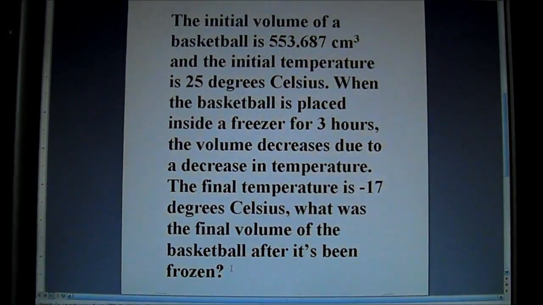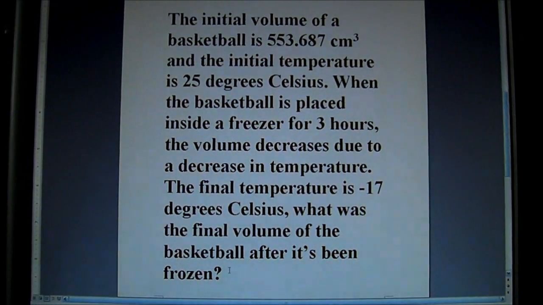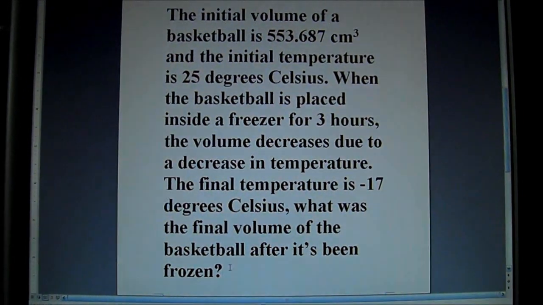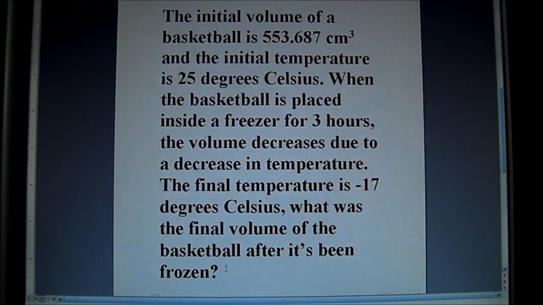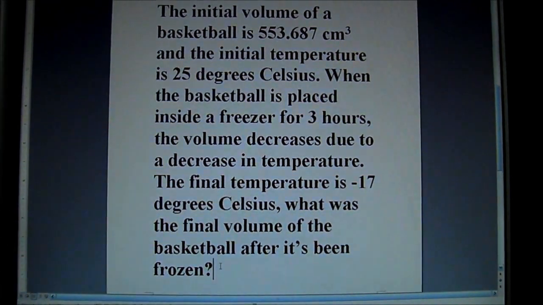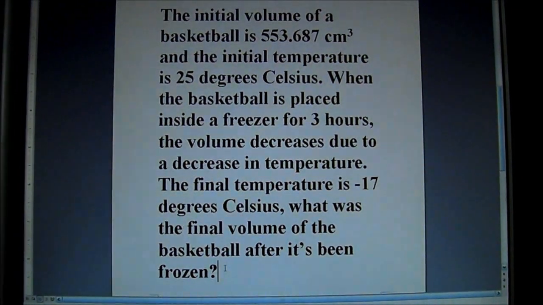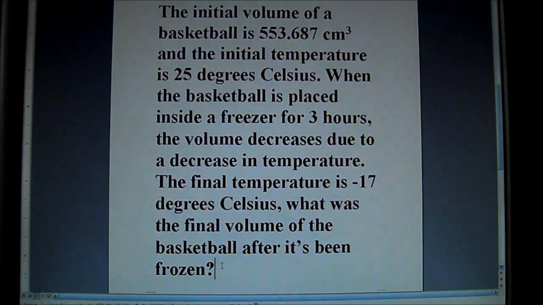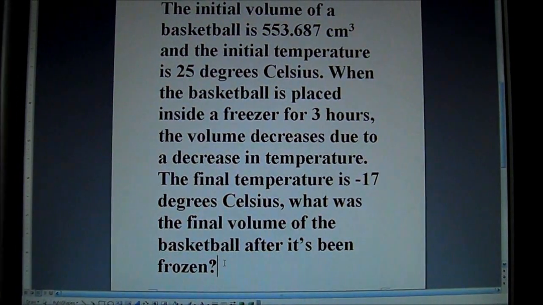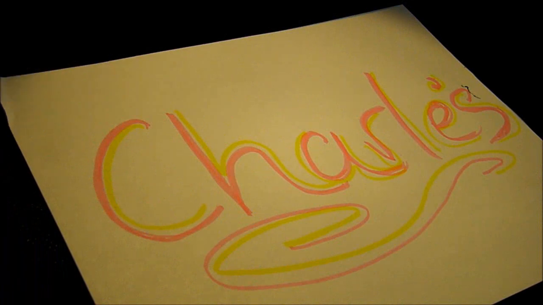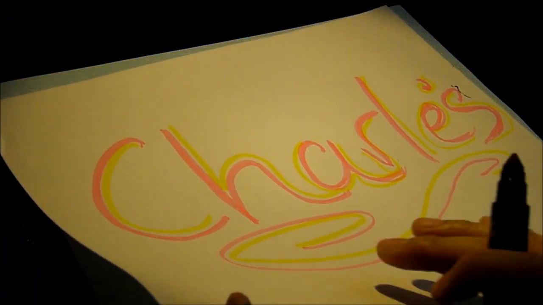The initial volume of a basketball is 553.687 centimeters cubed, and the initial temperature is 25 degrees Celsius. When the basketball is placed inside a freezer for 3 hours, the volume decreases due to a decrease in temperature. The final temperature is negative 17 degrees Celsius. What was the final volume of the basketball after it's been frozen? So we'll be doing the Charles law.